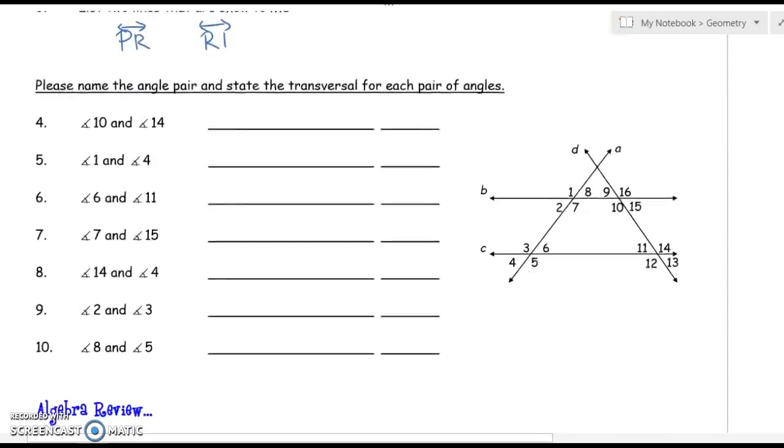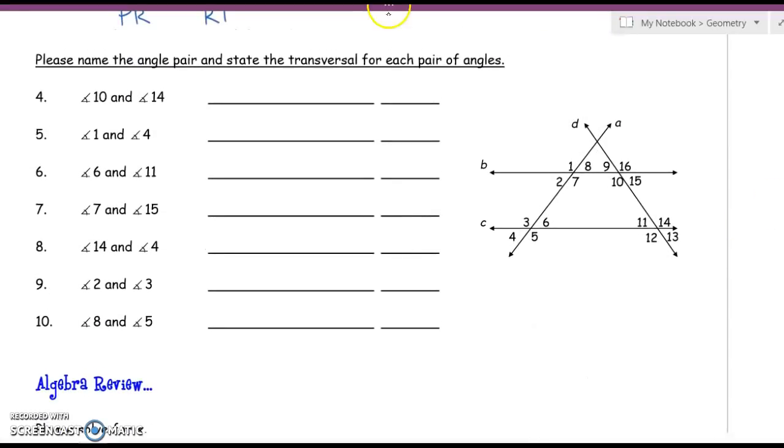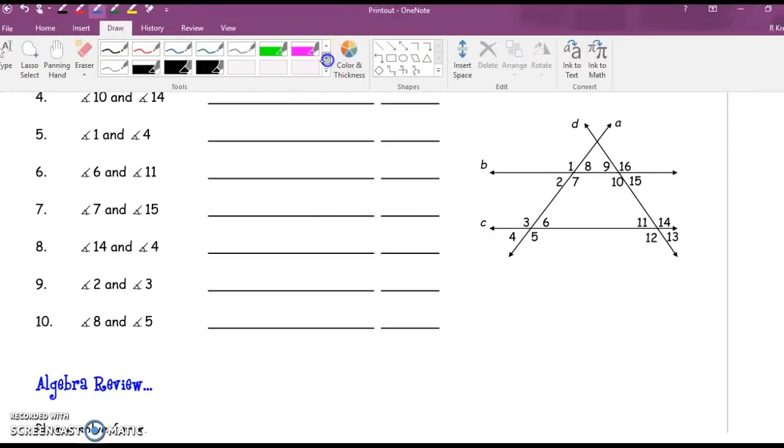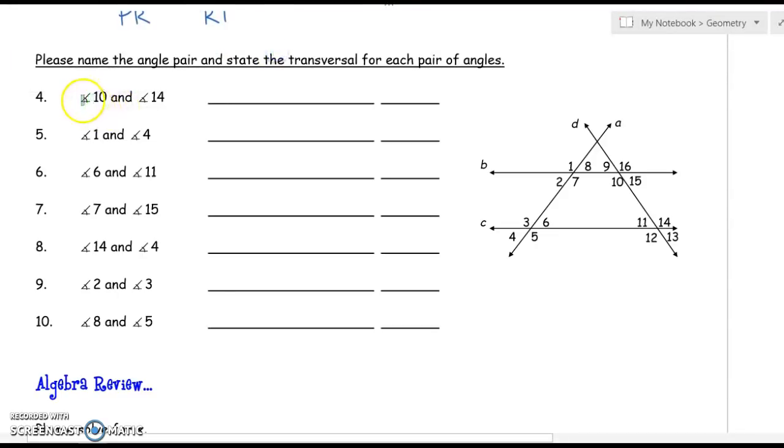Okay, so now let's get to the special angle pairs. All right, so what we're looking at is angle 10 and angle 14. And this picture is going to be a lot more busy than the previous picture where we only had 8 angles. Now we have a bunch of them. We're going to figure out what the transversal is and then what the angles are, if they're alternate interior, alternate exterior, that sort of thing. So here's 10 and 14.